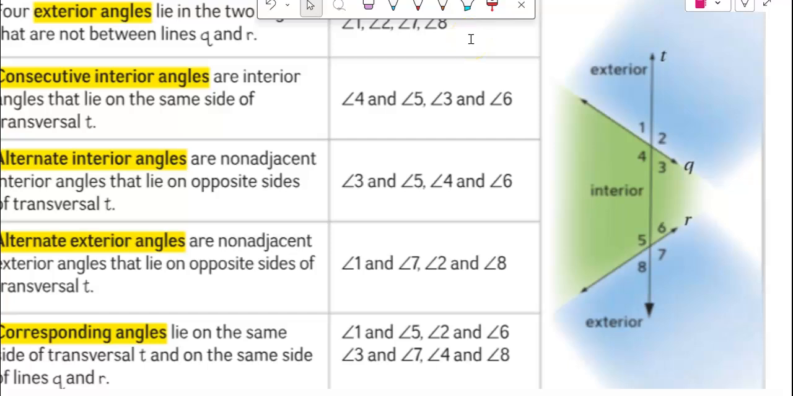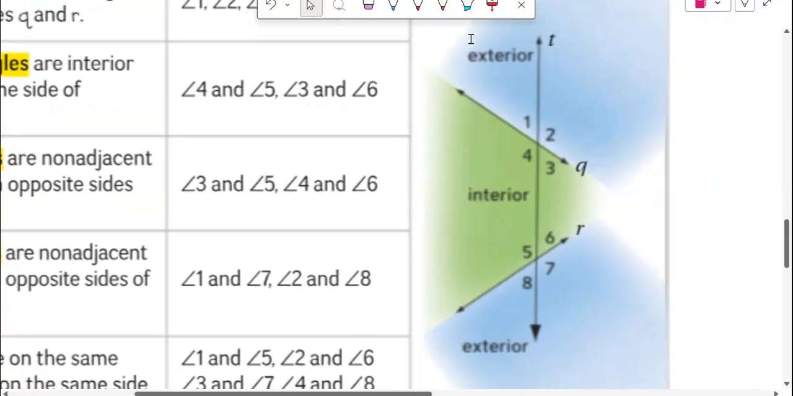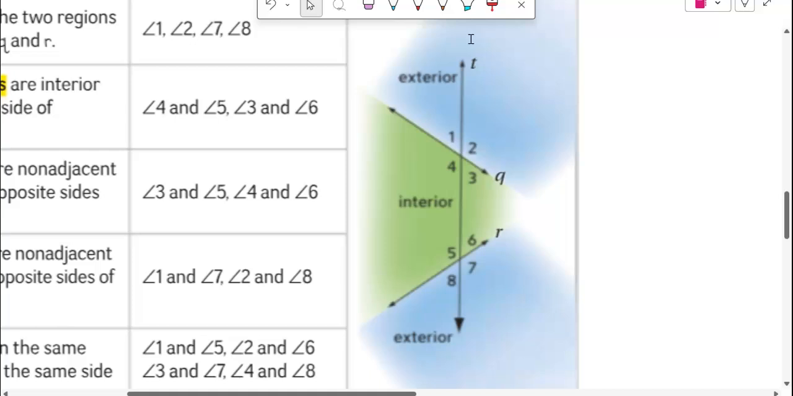A lot going on in the picture that you guys just drew. Let's talk about a few things here. Number one, the book's nice. They label the transversal with letter T. Transversal starts with T, so they're making it easy for us to remember. Why is line T the transversal?